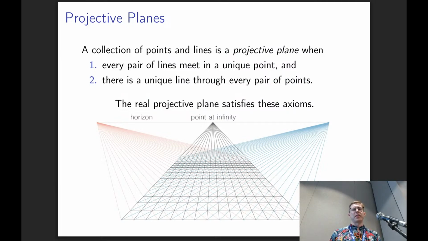Now, we're going to have a geometric structure here, right? We have points and lines, and it satisfies two very simple axioms. One is that every pair of lines is going to meet in exactly one unique point. The second is that for every pair of points, there's going to be exactly one unique line through those 2 points. Okay, now of course the Euclidean plane does not satisfy these axioms. It doesn't satisfy the first. You have parallel lines in the Euclidean plane. These are two lines that don't meet at all, let alone in a unique point. So the Euclidean plane doesn't satisfy this.